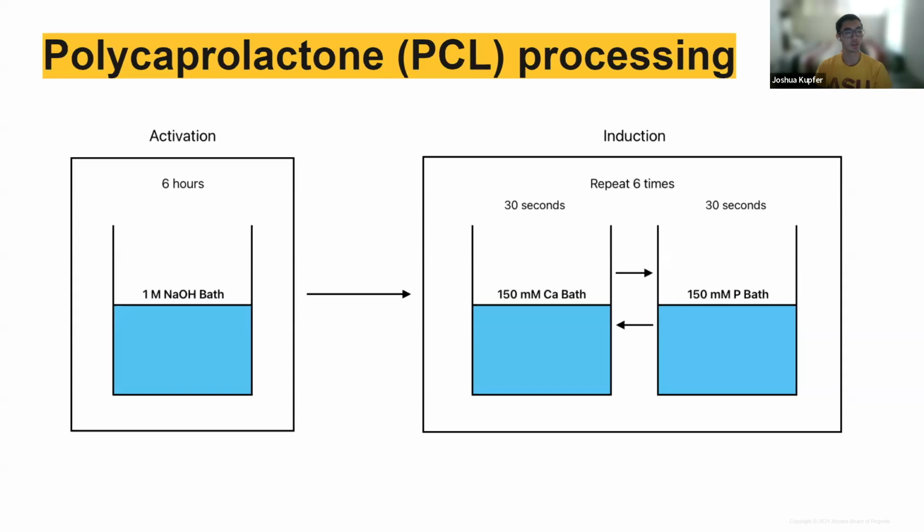The induction steps prime the PCL scaffold to favor calcium and phosphate deposition by only exposing it to calcium and phosphate ions. This creates some crystals on the surface of the scaffold, creating nucleation points for further mineralization of the same crystal type.